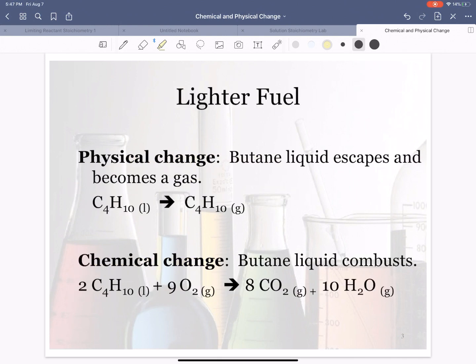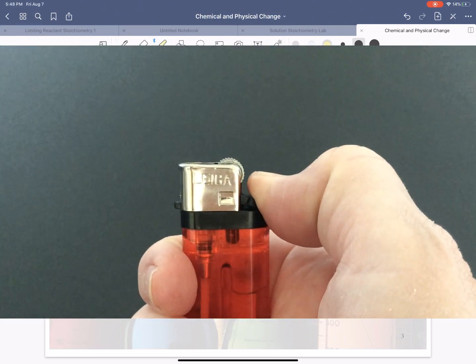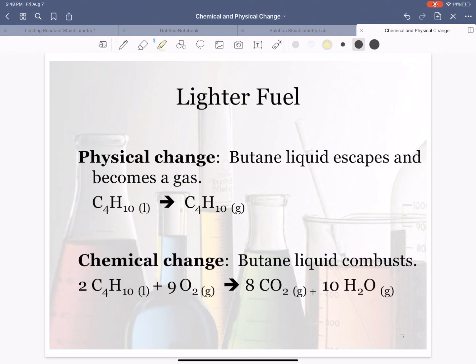The fuel in the common lighter is butane. And if you depress the tab without moving the striker, the liquid inside escapes. But what we had before and after is the same smallest unit. Therefore, that is a physical change, a change in where something is.